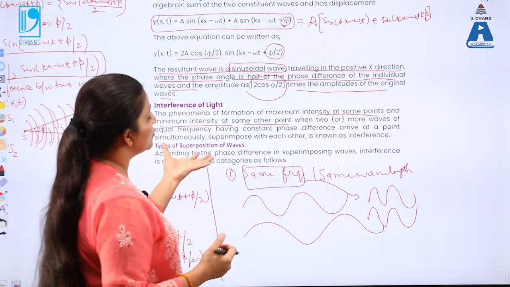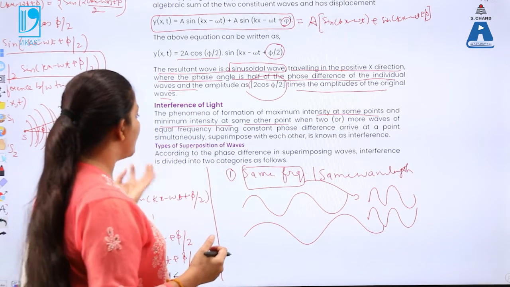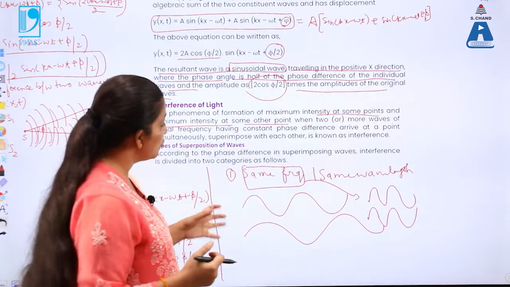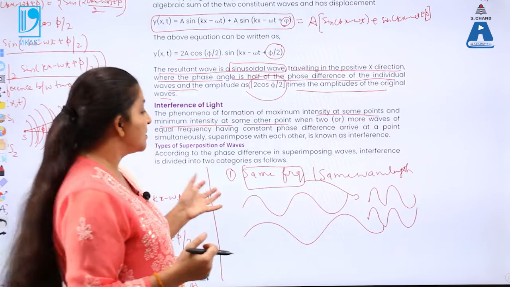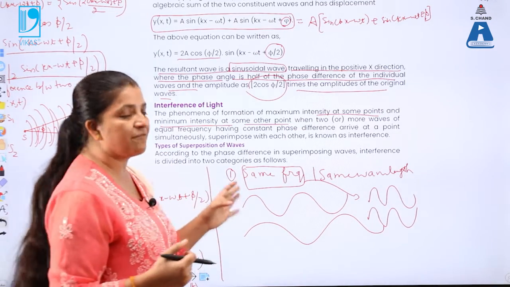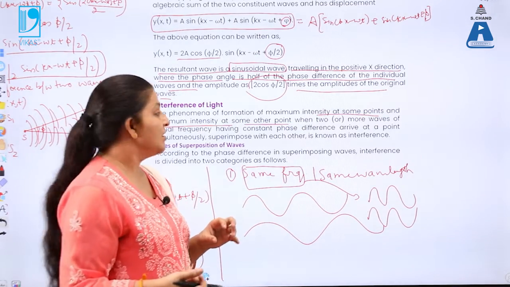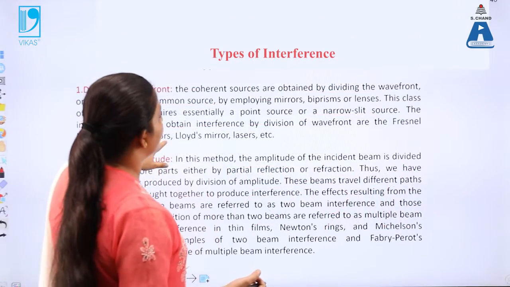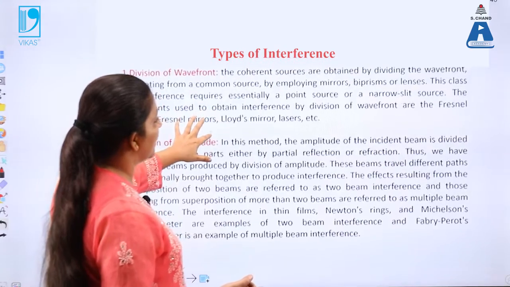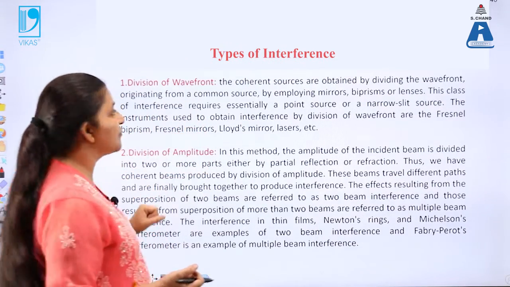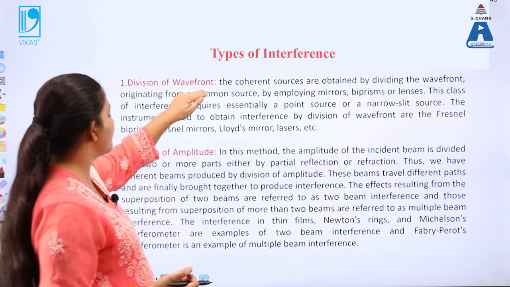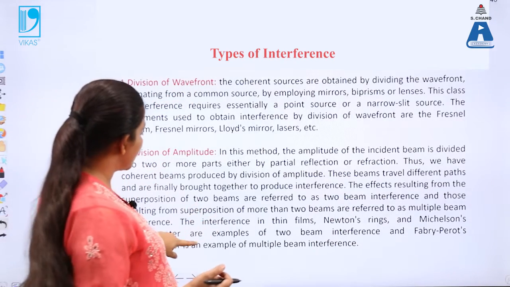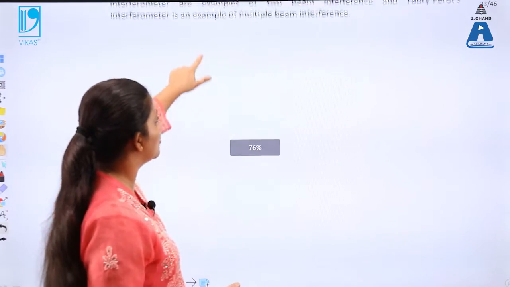Now we know that in the interference of light, the waves are superimposed on each other. Due to superposition of the waves, their amplitude or their wavefront can be divided. How that can be divided will be understood over here. So depending upon the type of interference, it is of two types: one is division of wavefront, second is division of amplitude. So first, what is interference? That can be understood over here.